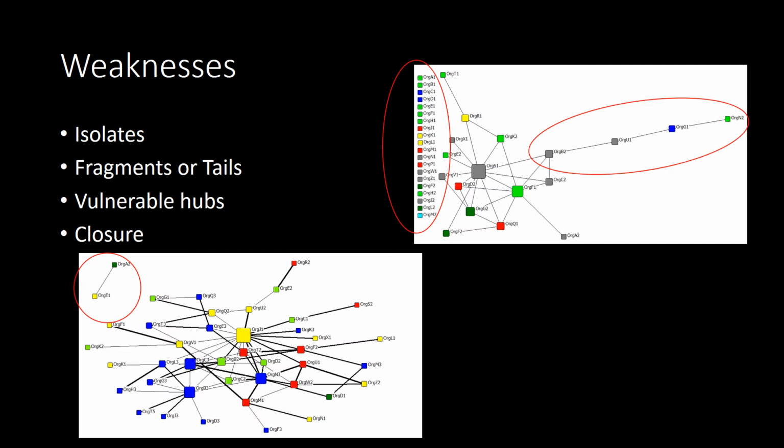These tenuous connections are especially the case if the tail is connected through weak ties rather than strong or robust multiplex ties. Building connections to the fragment or to the actors in the tail can be important to strengthen their connection with the others in the system.